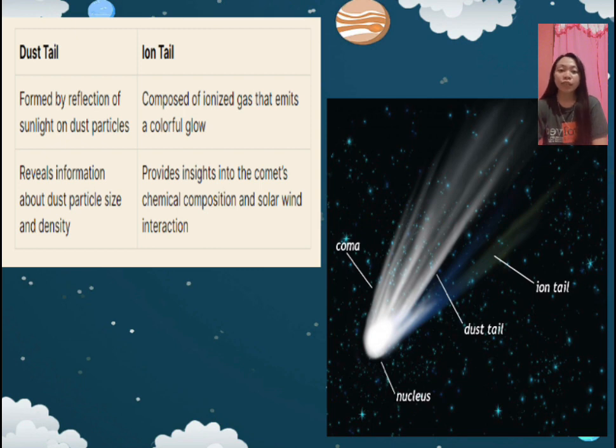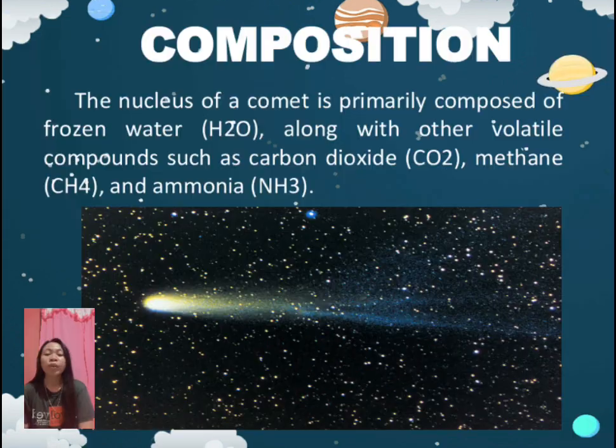The dust tail reveals information about the size and density of the dust particles, while the ion tail provides clues about the chemical composition of the comet and the solar wind's interaction with it. Scientists study these tails to gain a deeper understanding of the origins of our solar system and the processes that shape celestial objects. Now let's proceed to the composition.